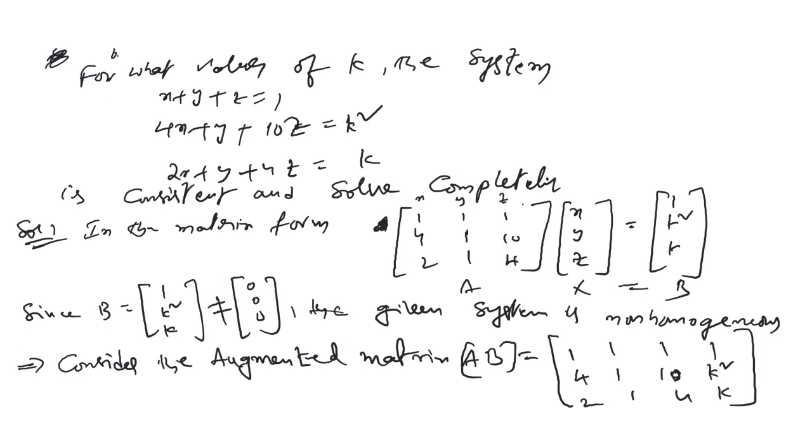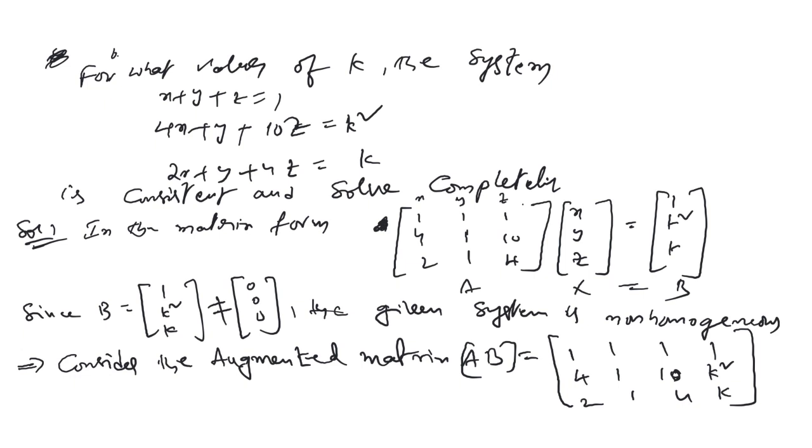by writing this system in the matrix form. Now this can be put in the form Ax is equal to b, because the unknown vector x, I'm taking x as the first unknown. Its coefficients in these equations contribute as the first column of this coefficient matrix, and the second unknown is y. So the coefficients of y act as the second column for this coefficient matrix A. The third unknown is z, and the coefficients of z, they are 1, 10, 4. They act as the third column in A. And on the right side, we see that the constants are 1, k square, k. They act as the column matrix B.